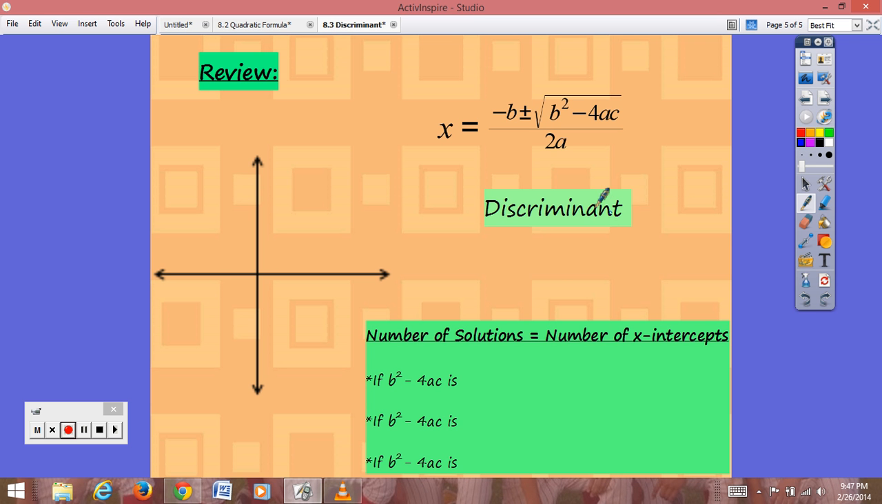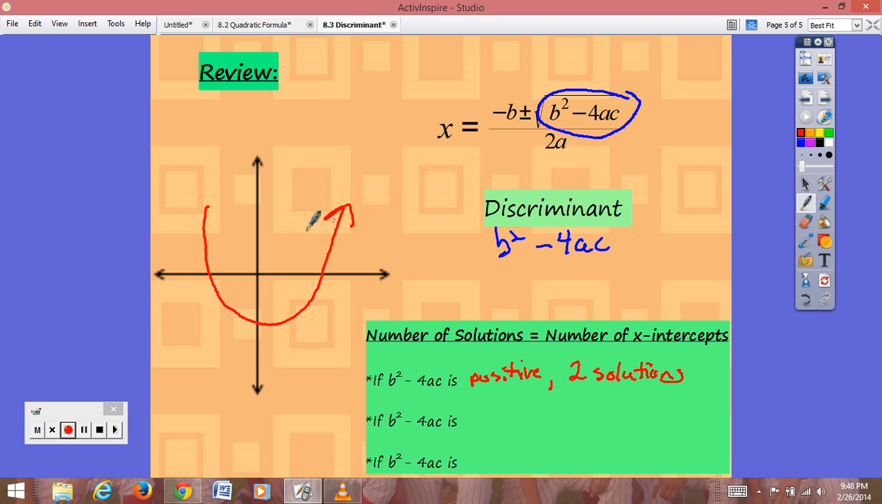So review, our discriminant from our quadratic formula is what is inside the radical. So our discriminant is b squared minus 4ac. No radical there, just the b squared minus 4ac. So if b squared minus 4ac is positive, we have 2 solutions. We're going to show this on the graph. So red is our positive, so we have 2 solutions. If b squared minus 4ac is 0, we have 1 solution, and that is our vertex.